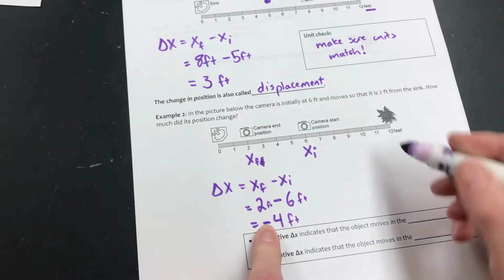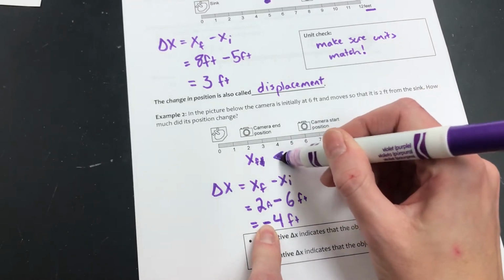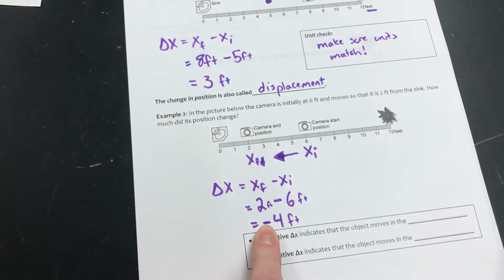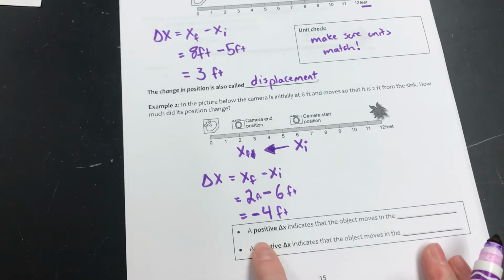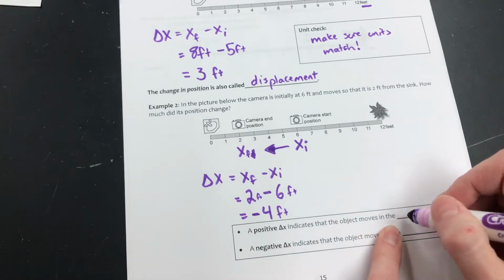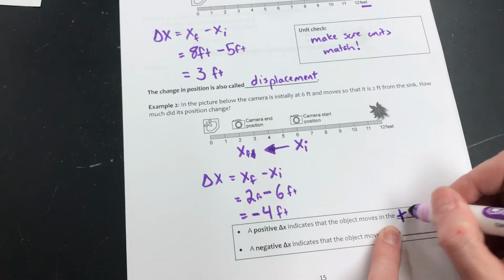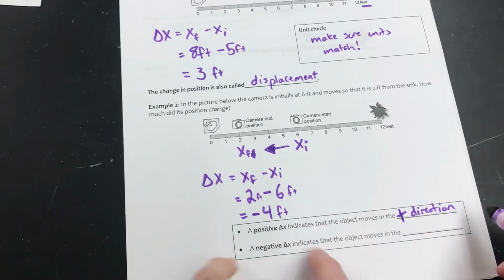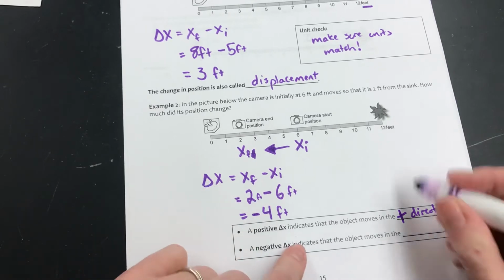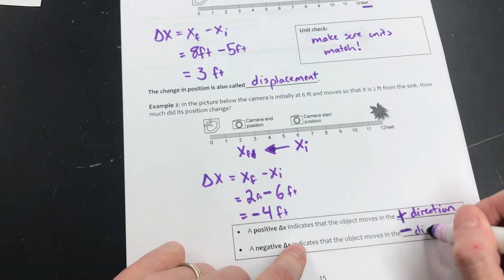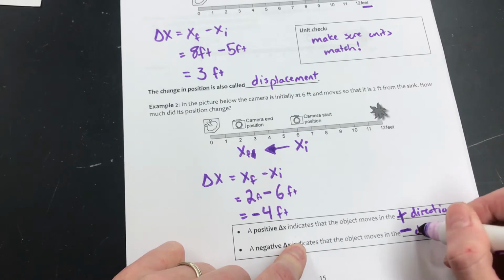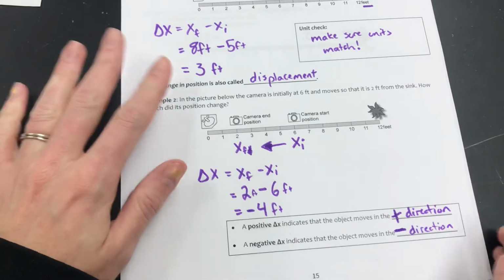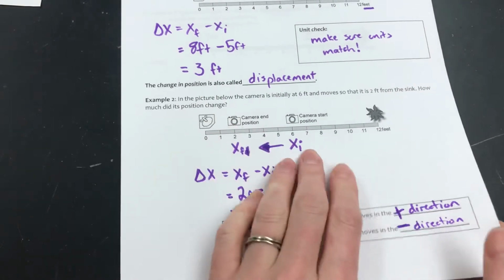And remember that negative just means we went this way on the number line. So a positive change in position indicates that the object is moving in the positive direction, and a negative change in position would indicate that it's moving in the negative direction. All that negative is doing is telling you which way the object is going. So that's change of position.